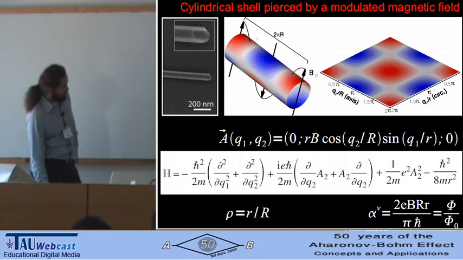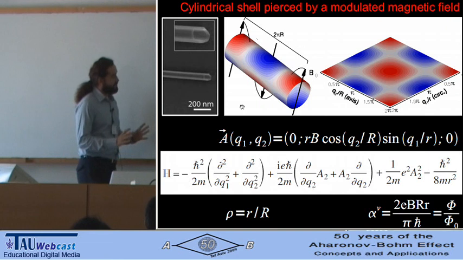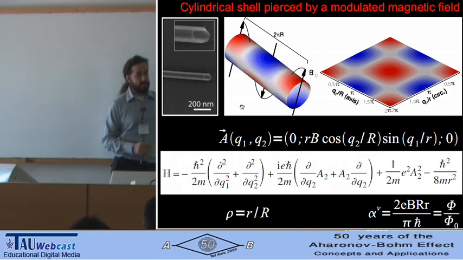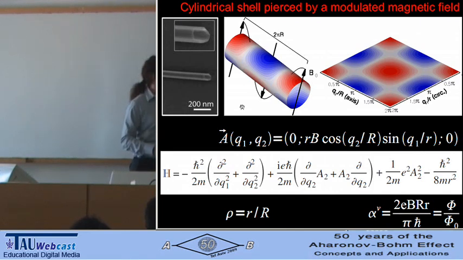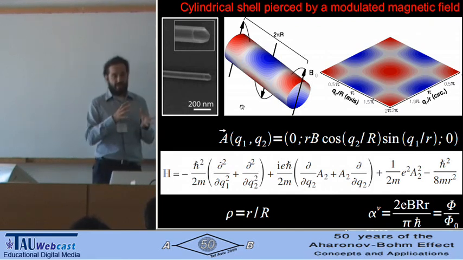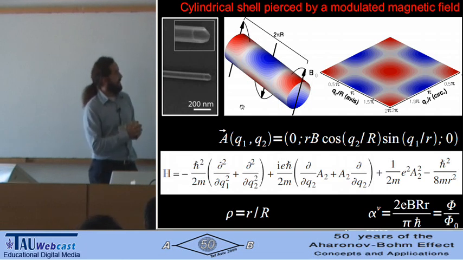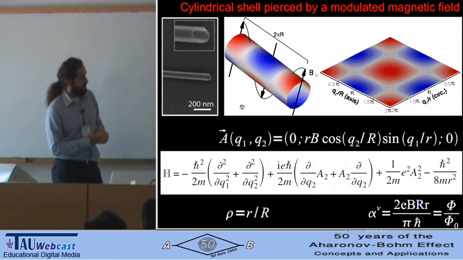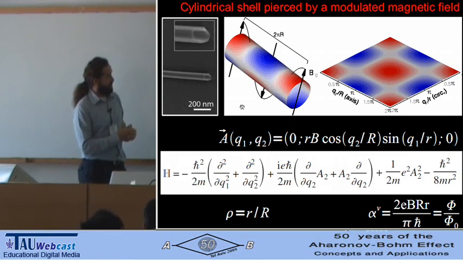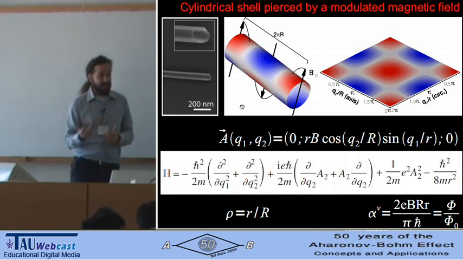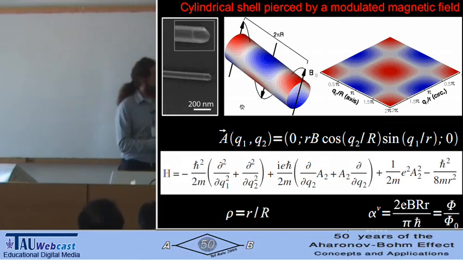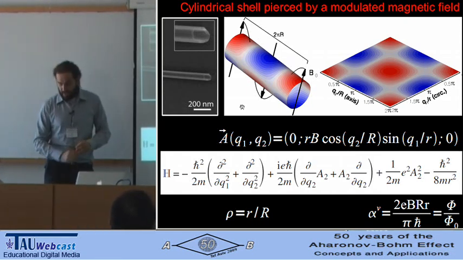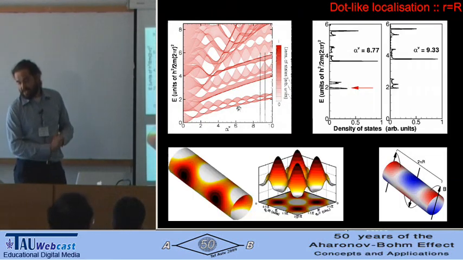And what happens is that you have two parameters that drive your dynamics. One is the ratio between the radius of the cylinder and the wavelength of the modulation. So this determines your dynamics. And the other, let's call it a coupling constant between the field and the motion of the electrons, is basically the ratio between the magnetic flux through a plaquette here and the flux quantum. And so we can simulate this equation, and these are the results.